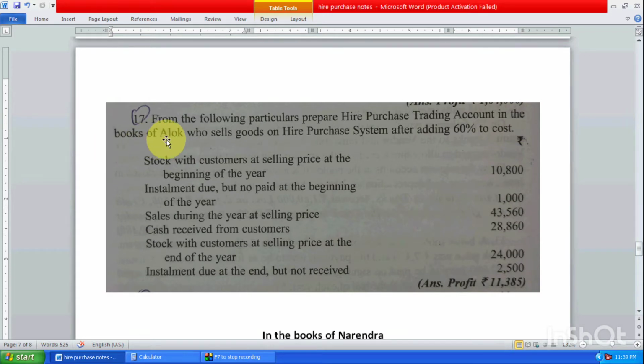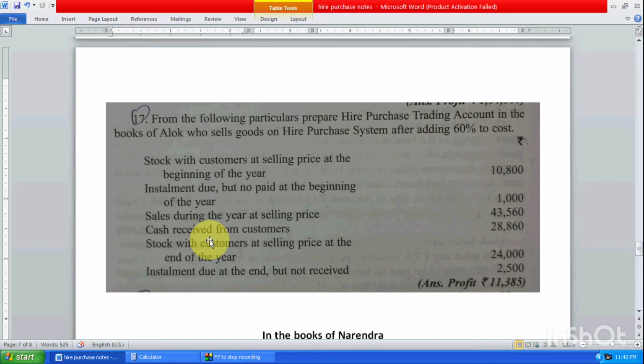Alok sells goods on hire purchase system after adding 60% to cost. So after adding 60% to cost, whatever the cost, he adds 60%. Stock with customers at selling price at the beginning of the year: 10,800. Installment due but not paid at the beginning of the year: 1,000. Sales during the year at selling price: 43,560.